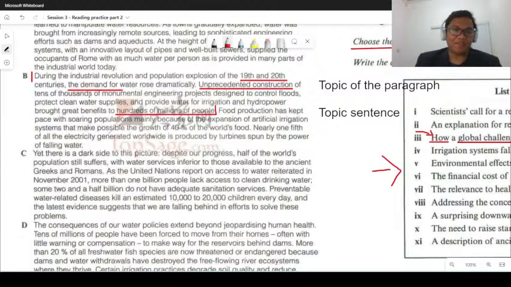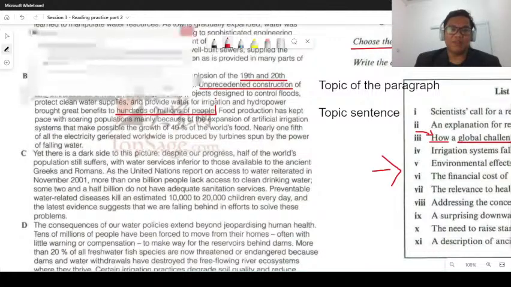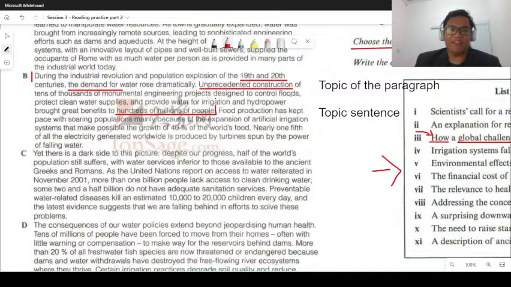Unprecedented construction of tens of thousands of monumental engineering projects designed to control floods, right? So that is the how. What is the global challenge? The demand of water, right? Why is it a global challenge? Because this is something that they need to do to bring great benefits to hundreds of millions of people, right? And the how: unprecedented construction of tens of thousands of monumental engineering projects designed to control floods.